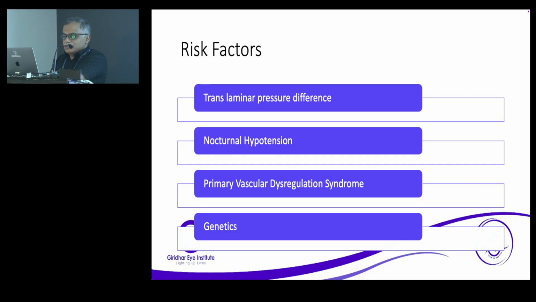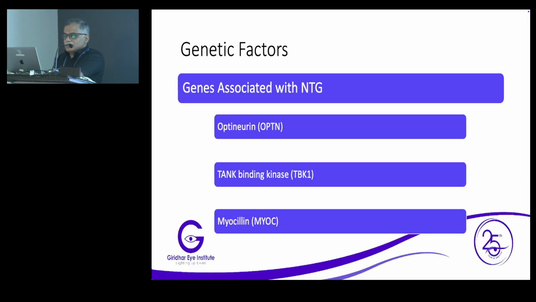Nocturnal hypotension, primary vascular dysregulation syndrome. This syndrome was found out recently only, Flammer syndrome. And genetics. Genetics we will also come to.